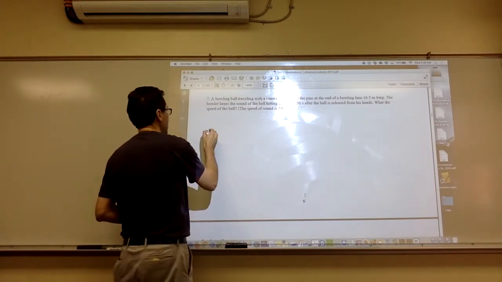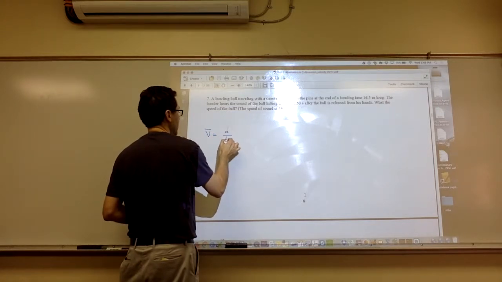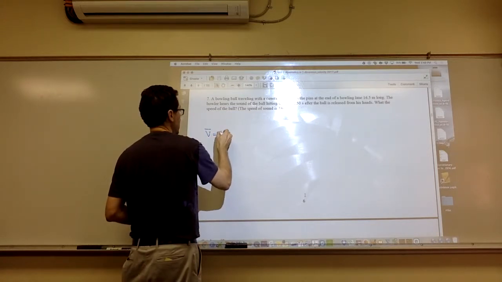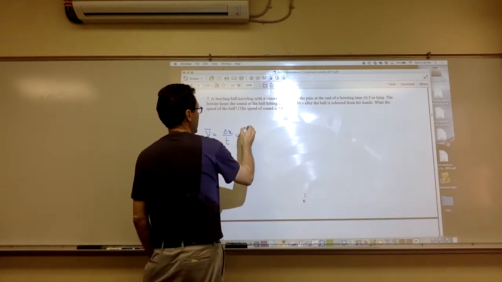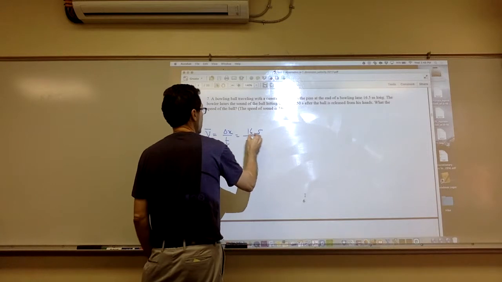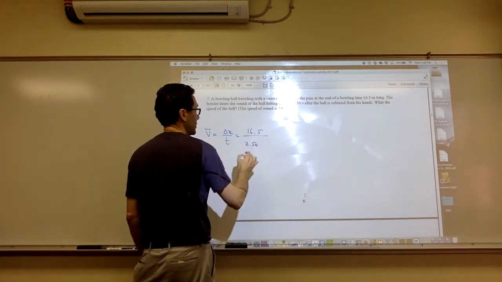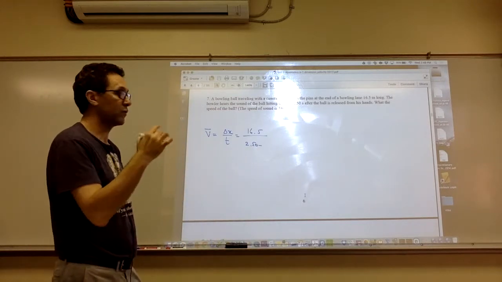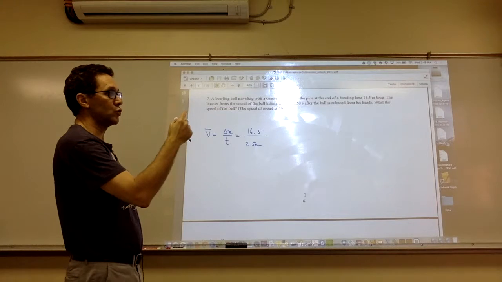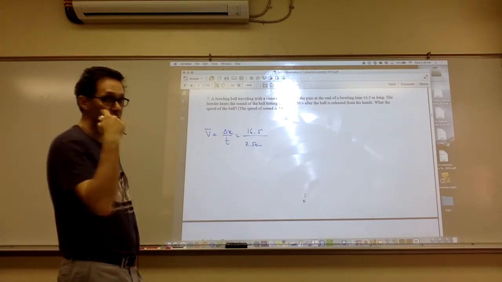So the V of the ball is the distance that the ball travels over the time. Or I can do delta X here. Equals, now, it travels 16.5 meters, but it definitely did not take 2.50 seconds. It took 2.50 seconds minus the time it took for the sound to travel 16.5 meters to reach your ears. Just try to imagine that.